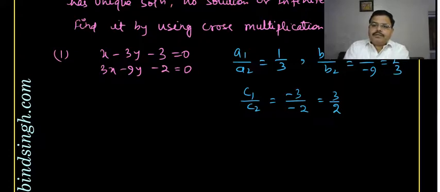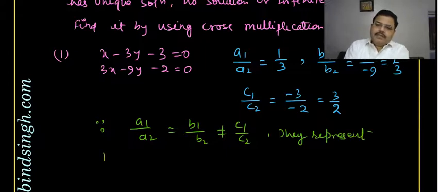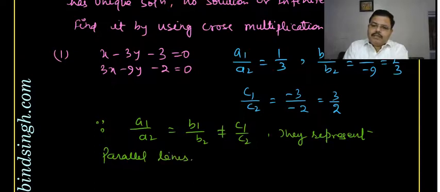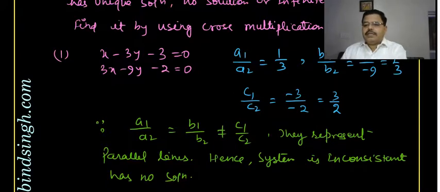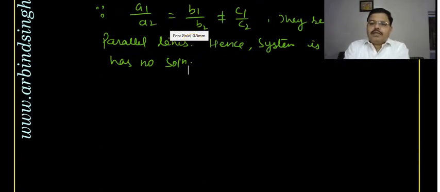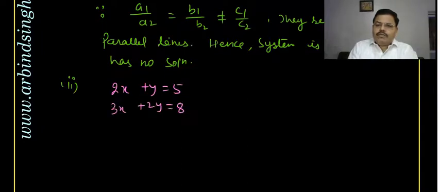Since here a1 by a2 is equal to b1 by b2 is not equal to c1 by c2, it means they represent parallel lines and hence the system is inconsistent and has no solution. So this system has no solution. Now we will solve question number 2, and question number 2 is given like 2x plus y is equal to 5 and 3x plus 2y is equal to 8.